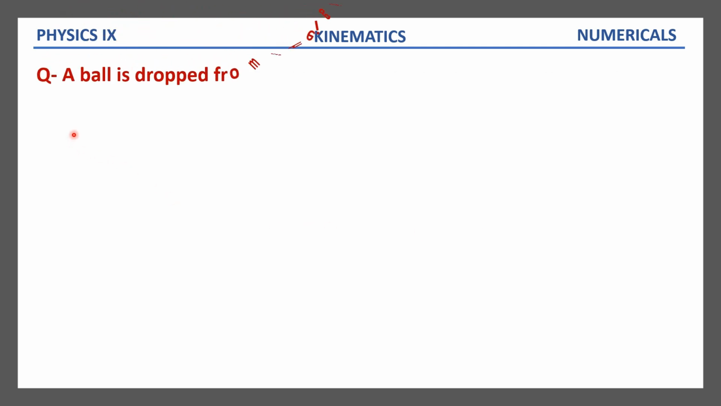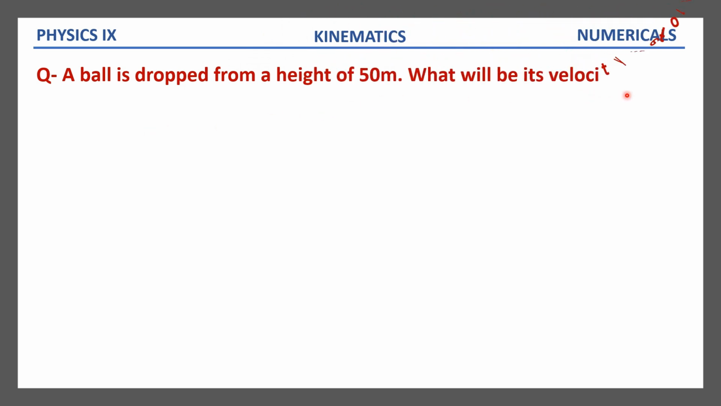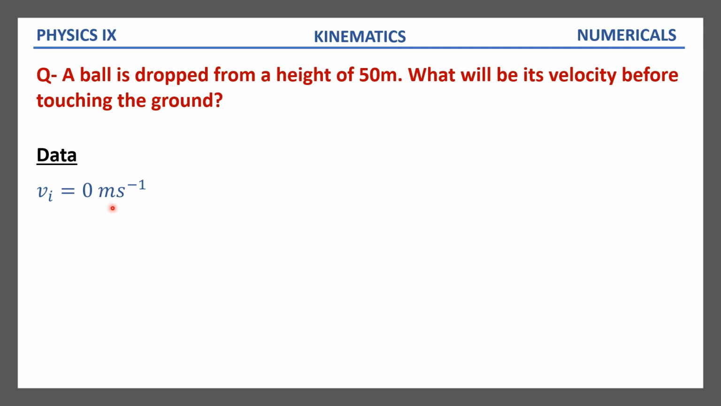A ball is dropped from a height of 50 meters. What will be its velocity before touching the ground? Here is the data. As the ball is dropped from top, its initial velocity is 0. The acceleration due to gravity is 9.8 meters per second square. The vertical distance or height is 50 meters. We have to find the final velocity.